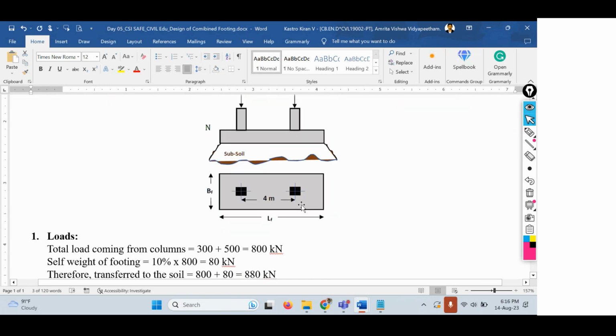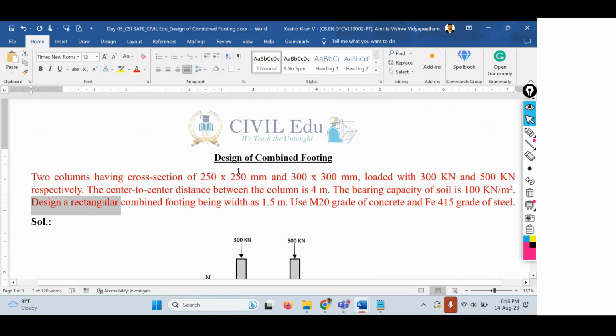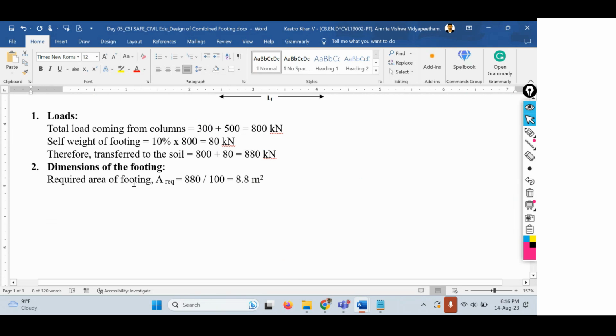Especially when you are providing the combined footings, it is always suggested to provide the shape of rectangle rather than the square, even though the columns are square columns. Whether it is a square column, circular column, or a rectangular column, it is advised to provide the rectangular footing, especially for the combined footing design. Right. So required area of footing is 8.8 square meters.